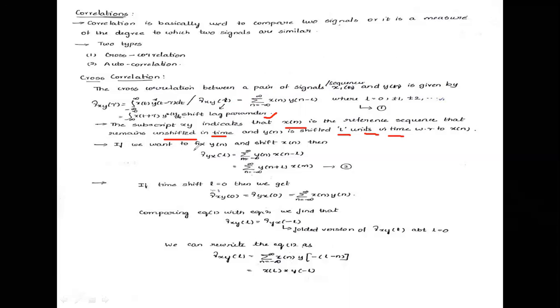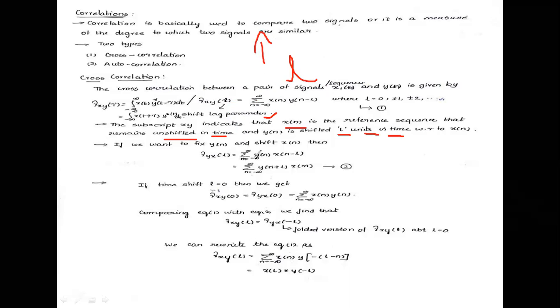If you want to fix y of n and shift x of n, then we get r yx. So interchanging, let us see whether the commutative law is obeyed or not. Now you can see r yx of L. I am taking tau for the continuous and L for the discrete, my students. Otherwise, to avoid confusion, you can take k also. That is up to you.